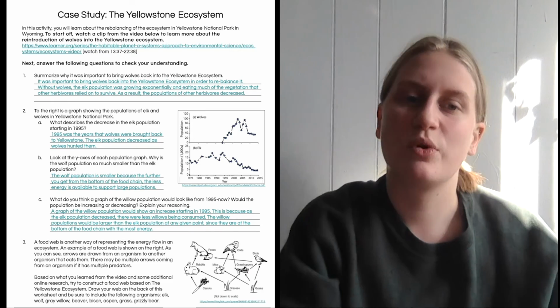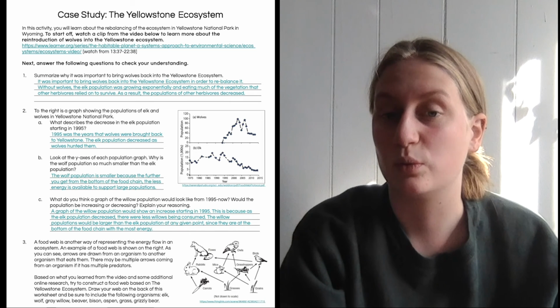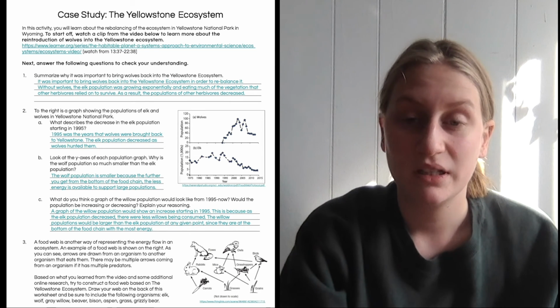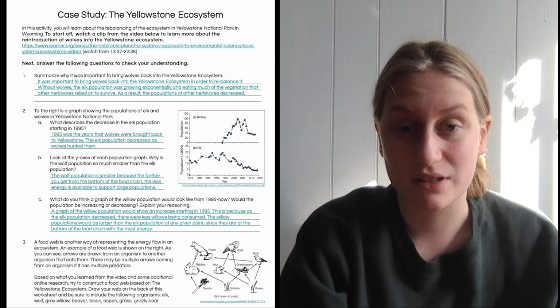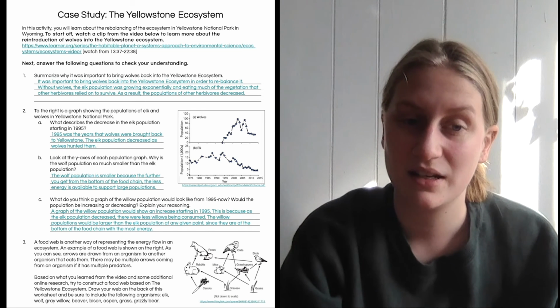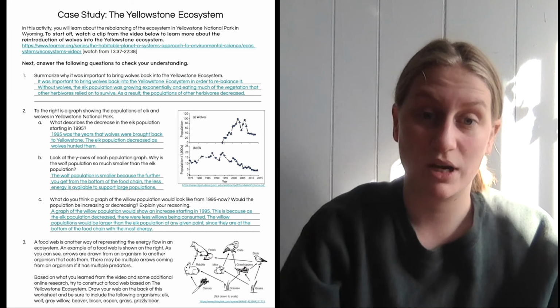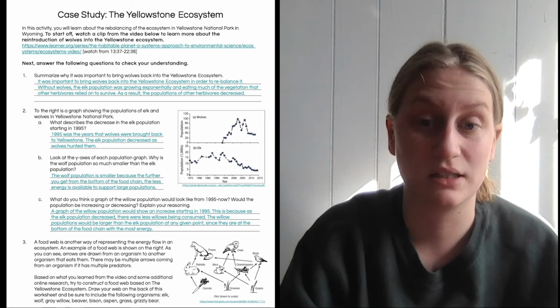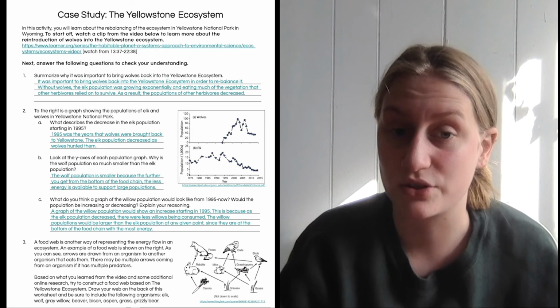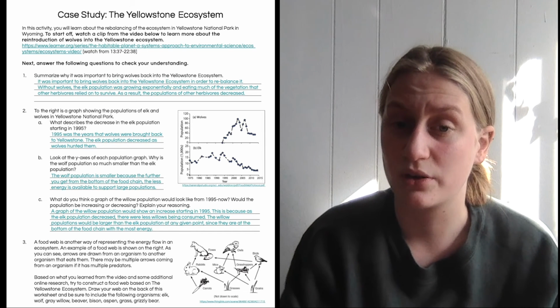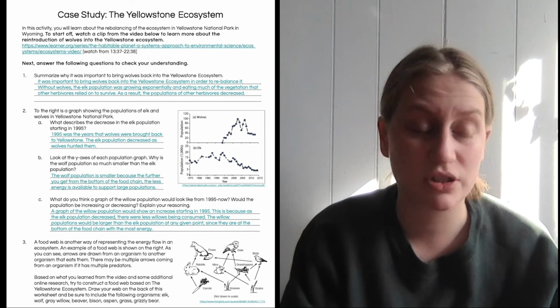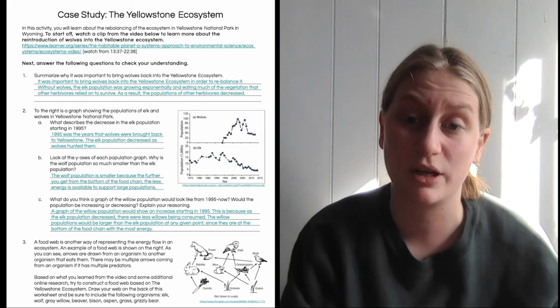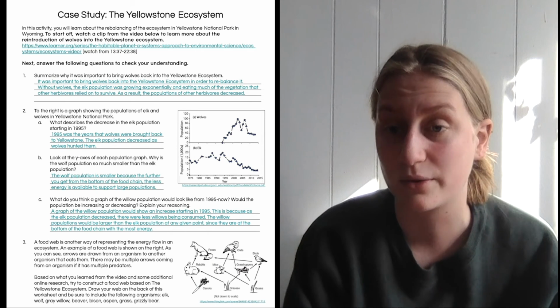Let's go over the answers to the case study, the Yellowstone ecosystem worksheet, before we wrap everything up. For question number 1, we had to summarize why it was important to bring wolves back into the Yellowstone ecosystem. Well, scientists realized that the ecosystem without wolves was very imbalanced. Without wolves, the elk population was rising exponentially, and they were eating a lot of the vegetation that other herbivores in the area, like bison and beavers, relied on to survive. As a result, the populations of those other herbivores decreased, and the elk population continued to grow unchecked, which could spell trouble for the survival of some other organisms in the area.